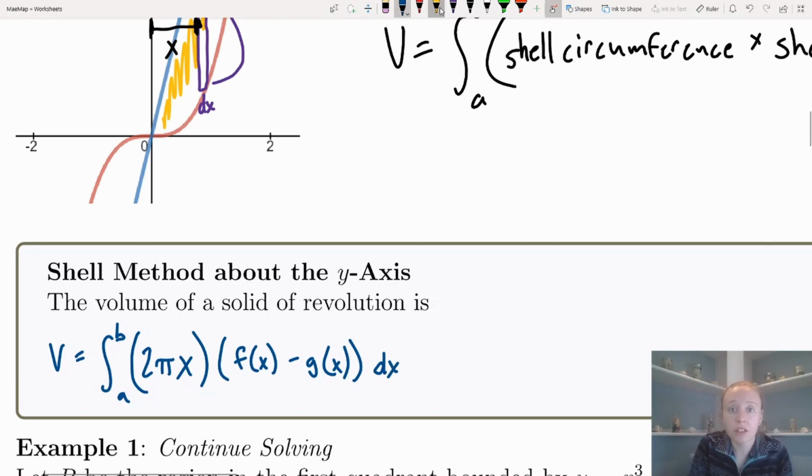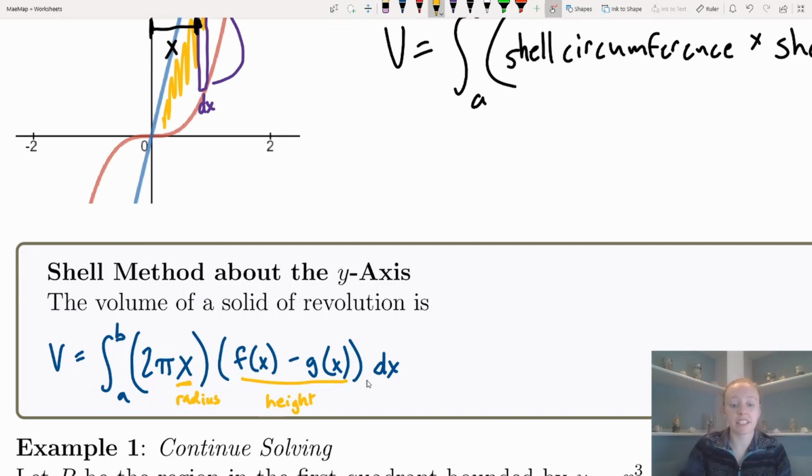Now quickly I want to note that this x right here represents the radius. Like you'll see in example 2, when we're revolving around something that's not the axis, x is not going to be the radius by itself. It's either going to be x plus some constant or some constant minus x to get that appropriate radius. So just keep in mind that that's really the radius. And f of x minus g of x, we know, is that height, and that's where we're either going to do top minus bottom or right minus left, reserving right minus left for when integrating with respect to y.